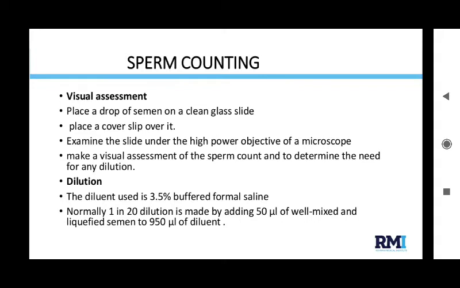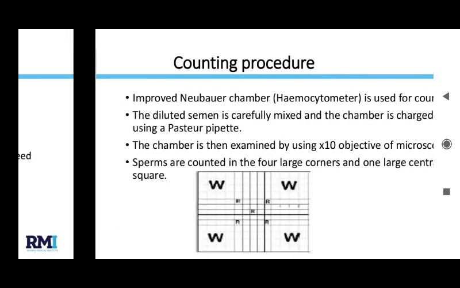Now coming to sperm count. First of all, there should be visual assessment. Place a drop of semen on a clean glass slide. Place a cover slip over it. Examine the slide under the high power objective of a microscope. Make a visual assessment of the sperm count and determine the need for any dilution. So in case of requirement of dilution, diluent should be used. These are the intricate details of the exact laboratory methods of sperm counting.